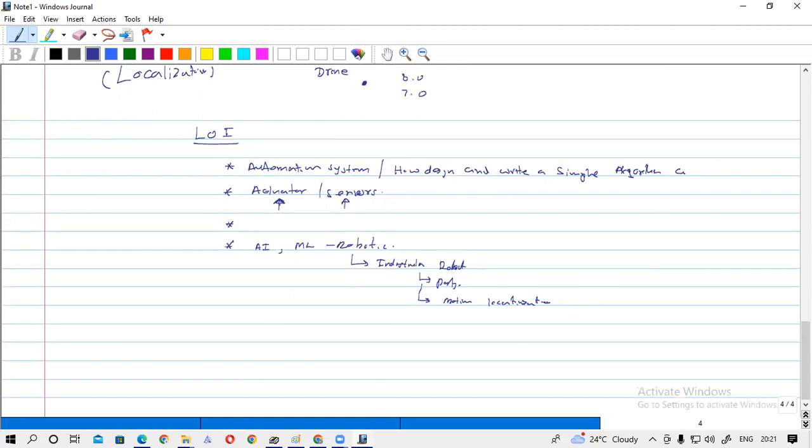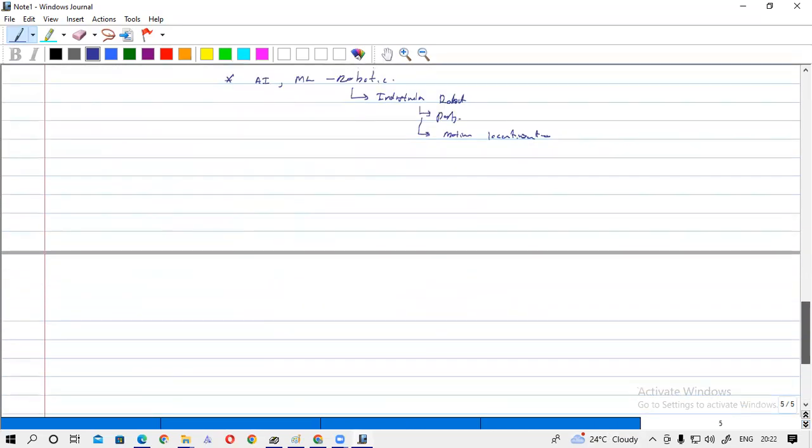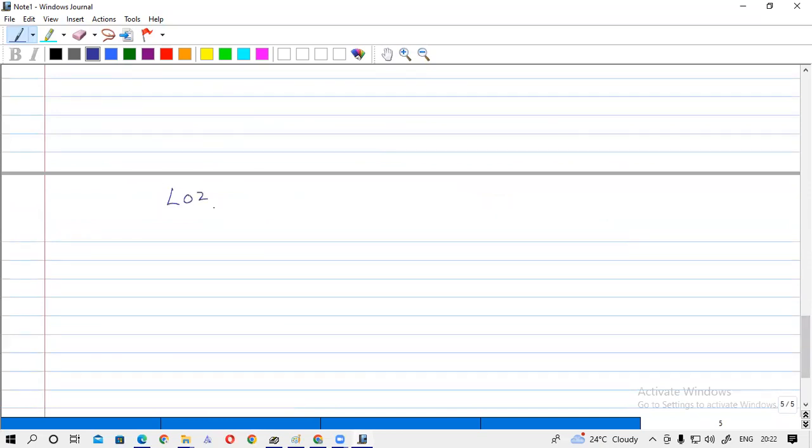Okay. In LO2, mainly we are discussing how automation is used for different fields, maybe in agriculture, maybe in the manufacturing process. Actually we have discussed these things up to some level when we were doing the physical interaction session. Okay, so I hope you can learn these things by yourself.